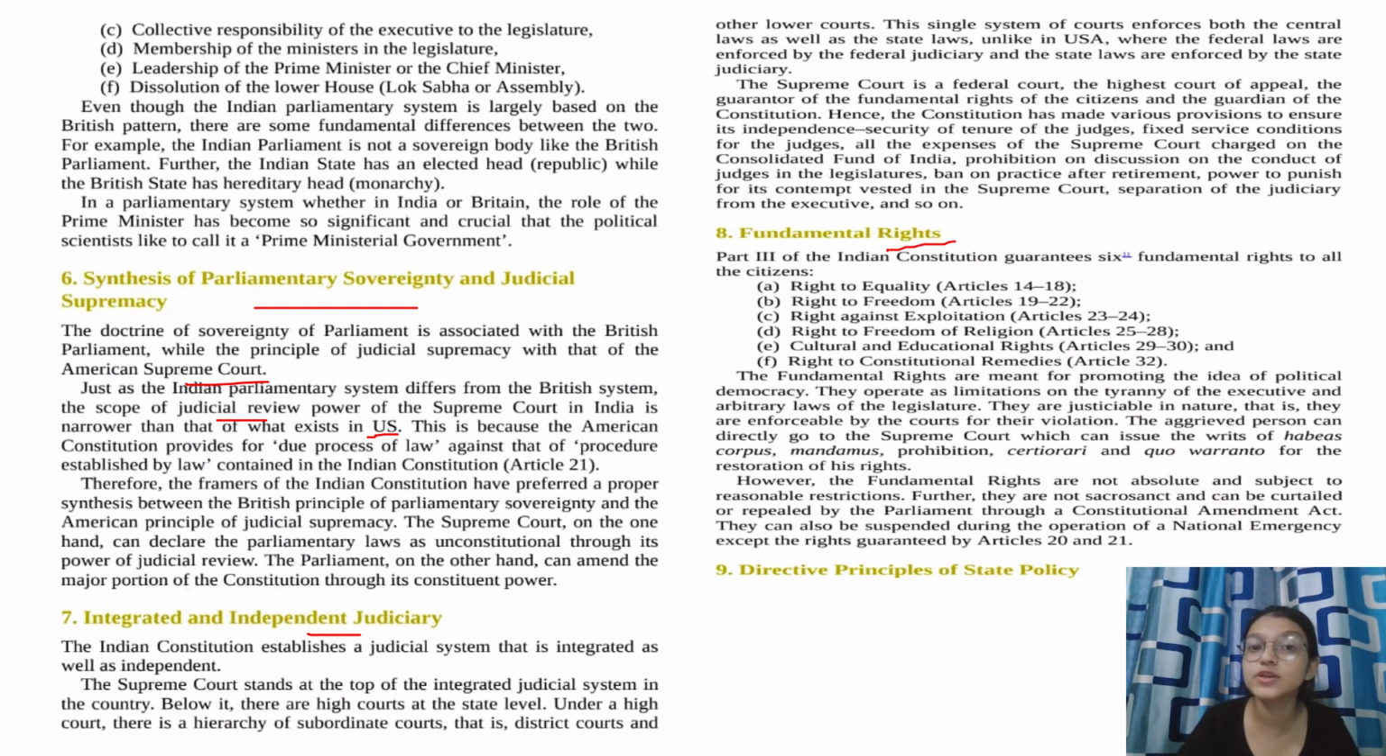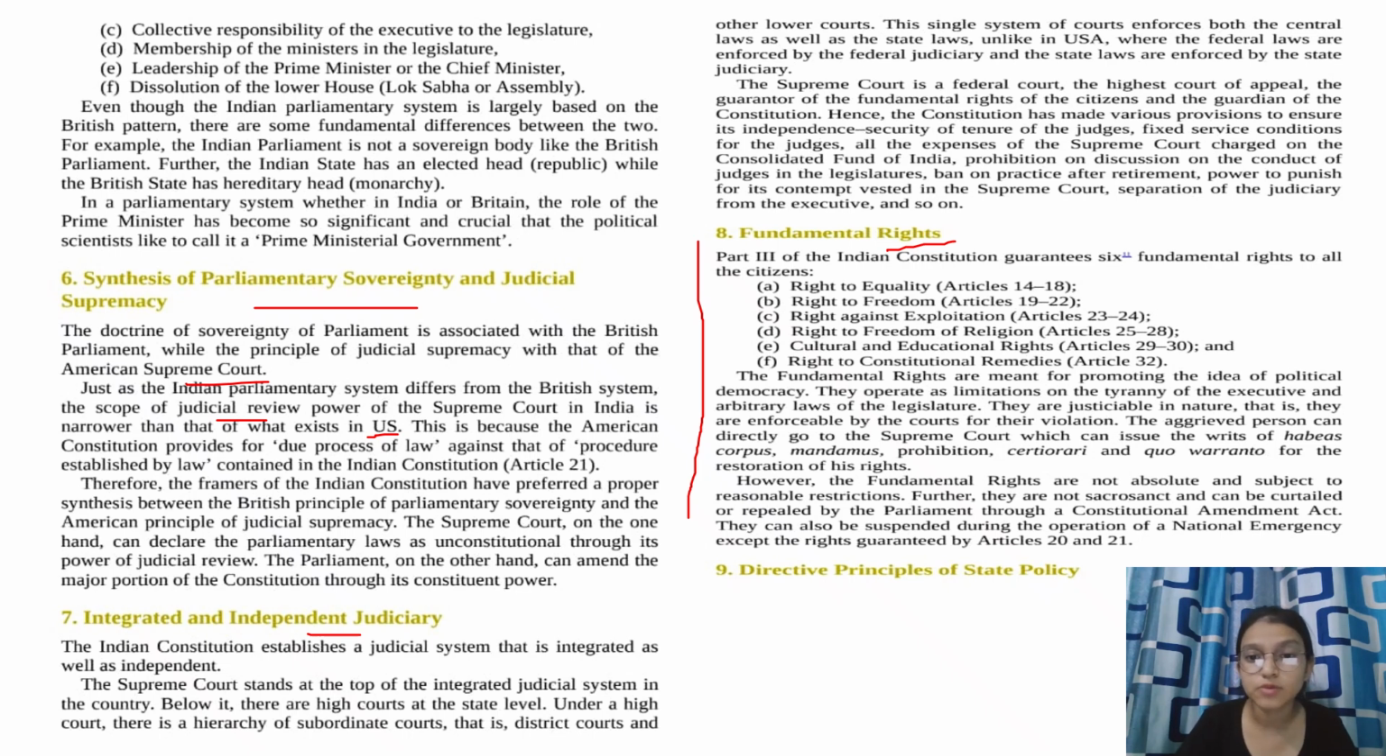Then we have fundamental rights. This is another feature of the Indian constitution. I have already made a detailed video on what the fundamental rights are, and which fundamental rights we give to aliens, to foreigners, and to citizens.